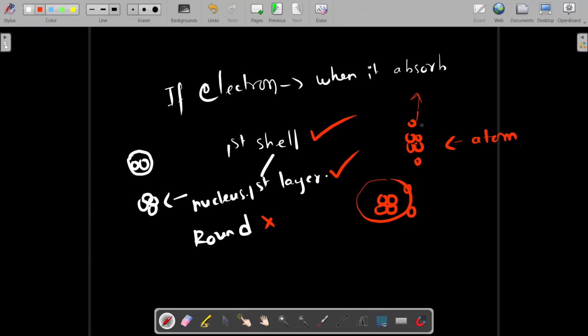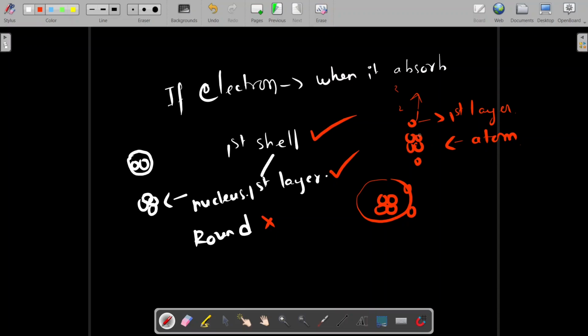For example, if it is in the first layer and gets any light or some energy there, it absorbs the energy. And if it absorbs the energy, it needs to go farther away, because the energy repels it from the protons and neutrons, that is, from the nucleus. When it gets energy, it has to move forward. It has to go to the second layer, third layer, fourth layer, like that.